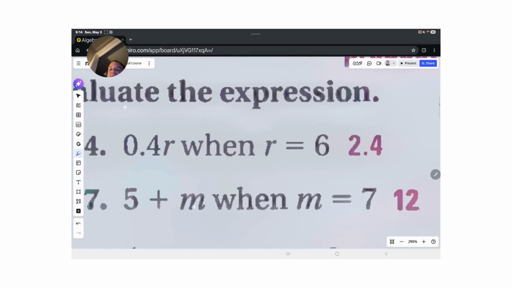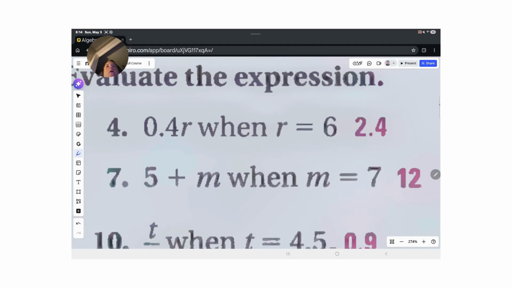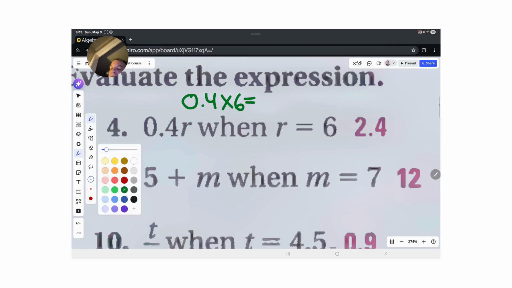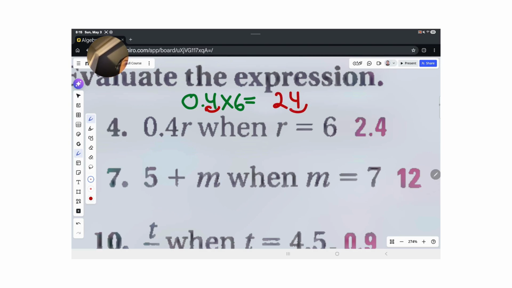Problem 4 will take us to a decimal point. 0.4r when r is equal to 6. So again, we just substitute in our 6 and we'll multiply 0.4 times 6. Now in this one, we want to be sure to write that decimal place over once to the left. So 6, 12, 18, 24, and then shift that over to the left. Very important with our decimal places that we're shifting there. So our answer is 2.4.